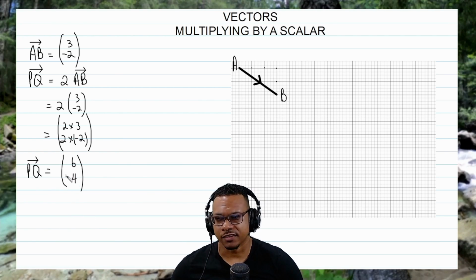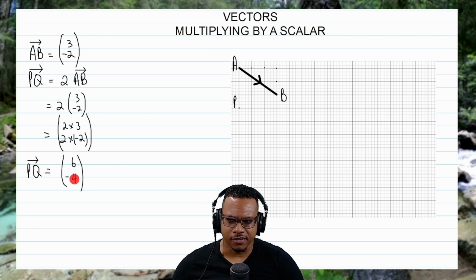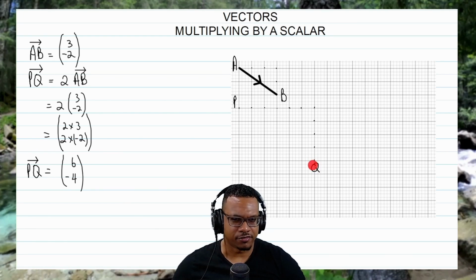Now let's draw that vector PQ. So this would be my starting point where the tail of the vector would be, which would be P, and I'm going 6 units to the right and 4 units downwards. So 1, 2, 3, 4, 5, 6, and 4 downwards. 1, 2, 3, 4. So this is where Q would be, which is the head of the vector.